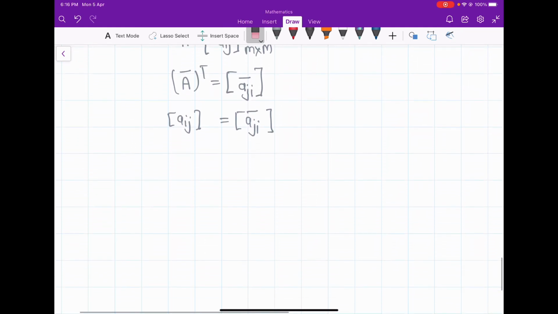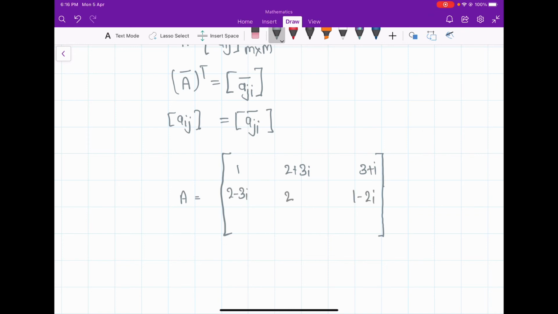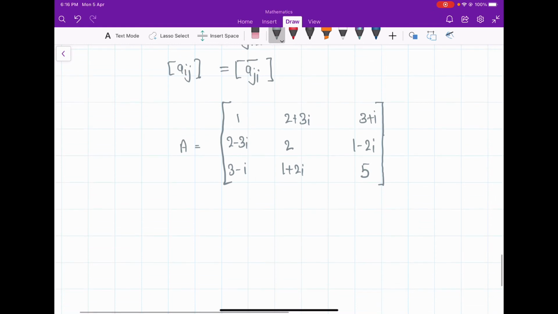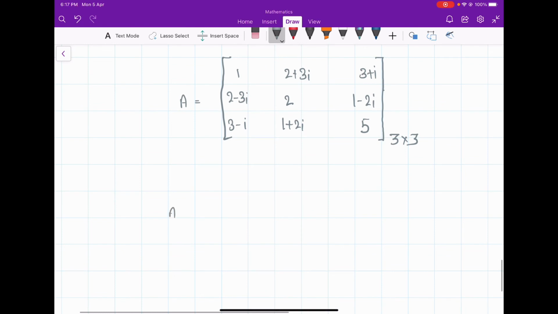Now an example of a Hermitian matrix will be A is equal to 1, 2 plus 3i, 3 plus i, next 2 minus 3i, 2, 1 minus 2i, next 3 minus i, 1 plus 2i, and 5. So this is a matrix of order 3 cross 3. Its conjugate matrix: you have to find the complex conjugate of each entry.